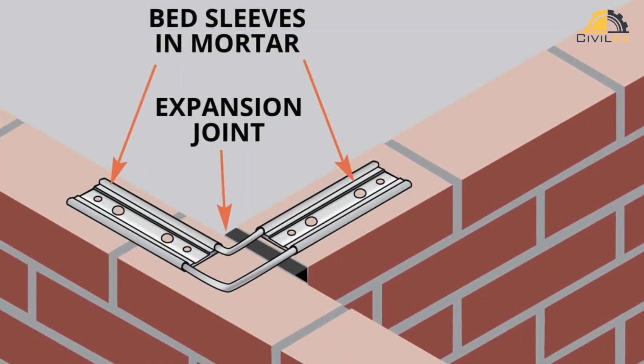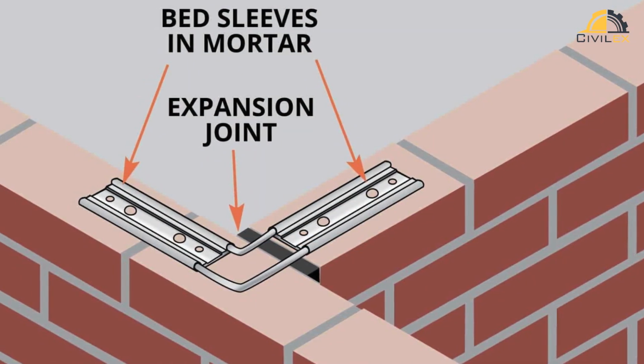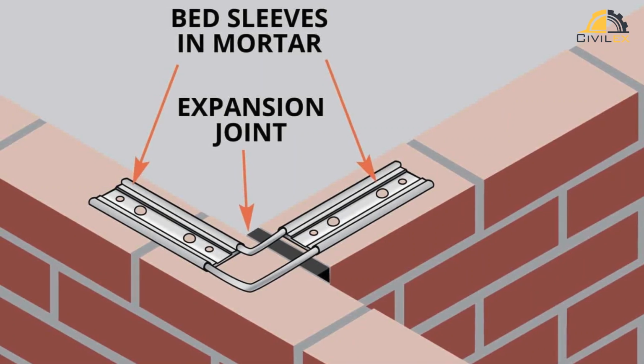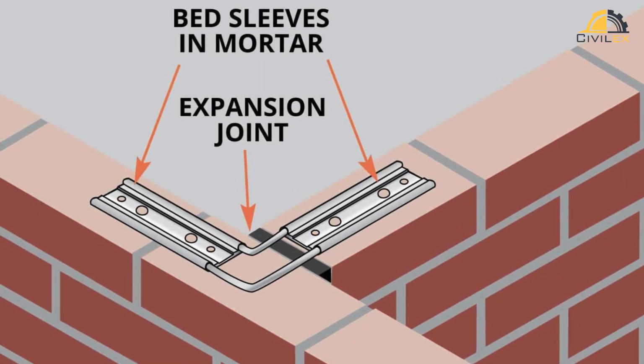Installing expansion joints requires careful planning and consideration. Engineers analyze the building's design, location, and materials to determine the type and placement of these joints. Proper installation is crucial for their effectiveness.